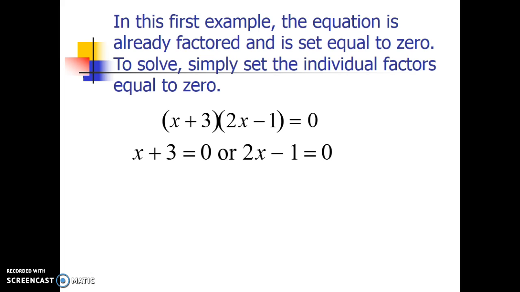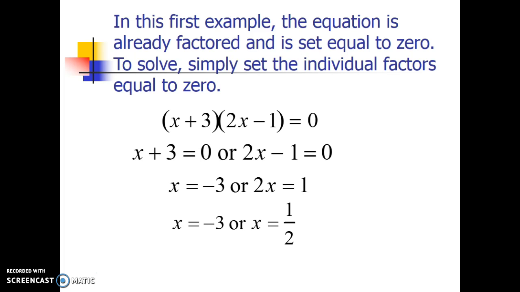So, because of the zero product property, x plus 3 is equal to 0, or 2x minus 1 is equal to 0. So if one of these things is equal to 0, then the entire thing will be equal to 0. So we'll solve our equation from here. So subtract 3 over and add 1 over. Then we have to divide by 2. So x is either equal to negative 3 or 1/2.